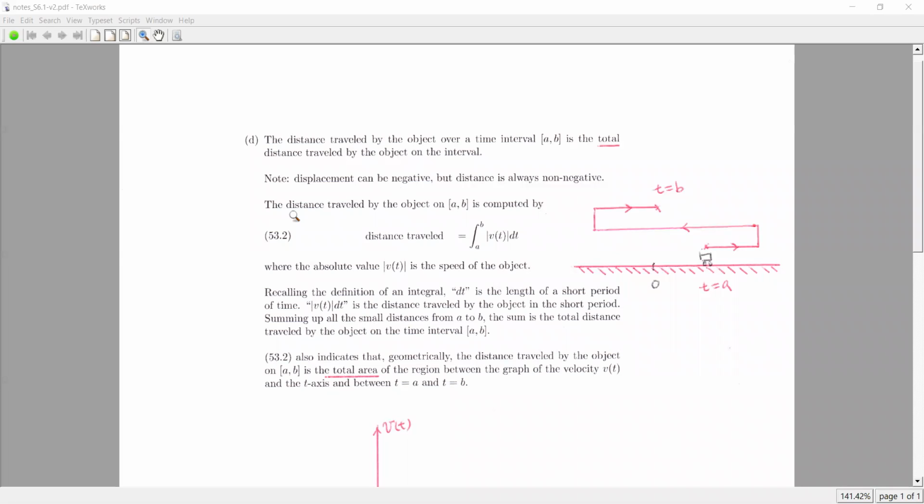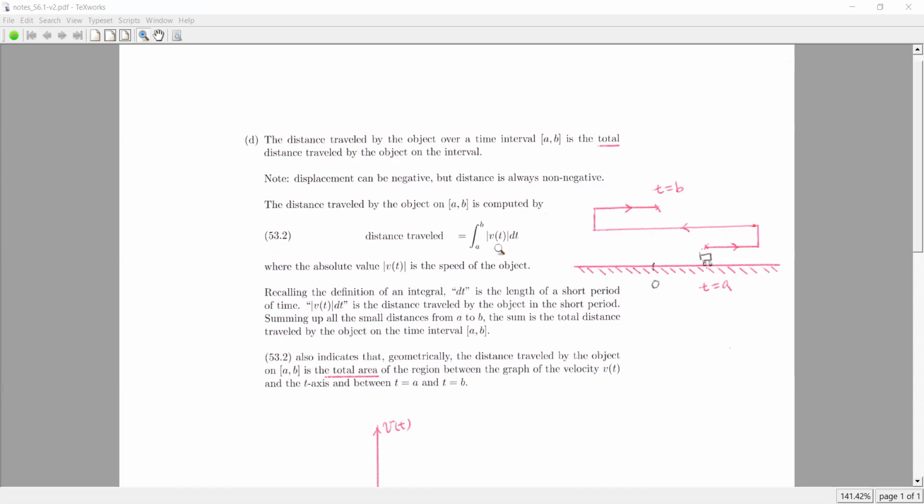The formula to compute the distance traveled by the object on the time interval from A to B is this formula. The distance is equal to the integral of the absolute value of velocity from A to B. The absolute value of velocity is called the speed of the object.